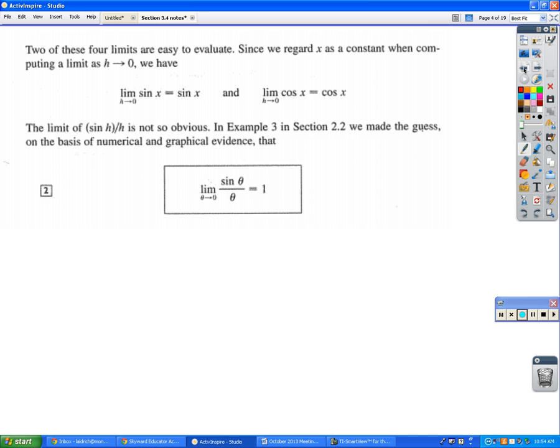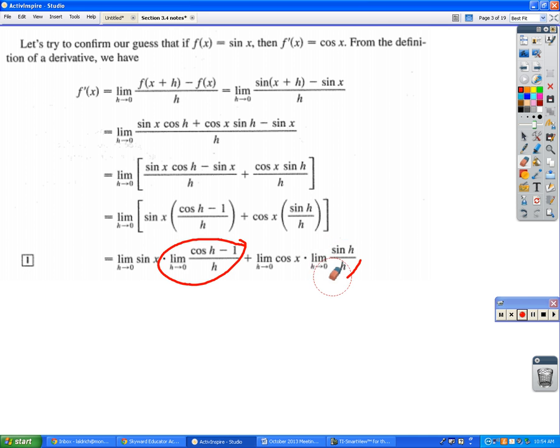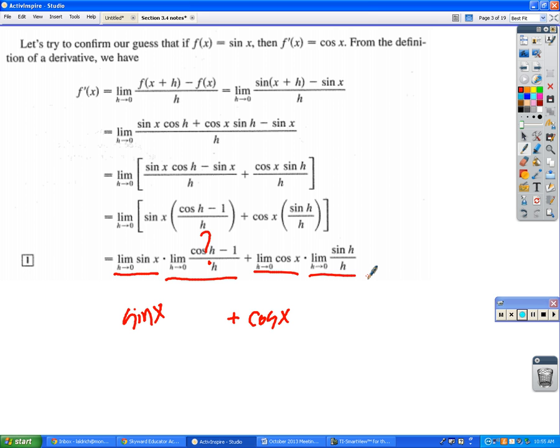Okay? So far what we are able to do is rewrite this as: this piece right here is just sine of x. This piece right here is currently a mystery, but we'll figure that out in a second. Plus, this piece right here is cosine of x. And this piece right here is 1. Okay? So now we just need to know what the limit as h approaches 0 of cosine of h minus 1 over h is. Any guesses?